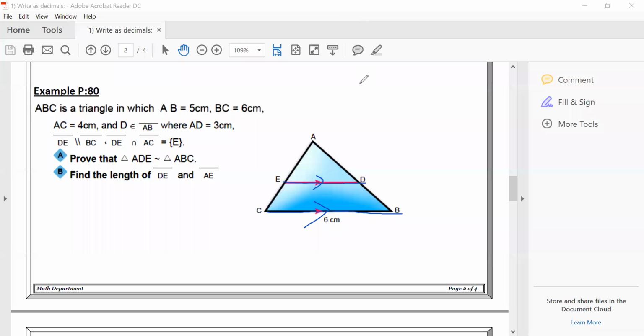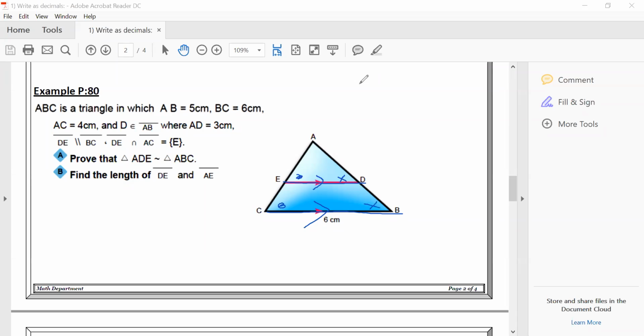Okay, Judy, DE is parallel to BC. What will you deduce from the parallelism? That angle AED equals angle C. Yes, angle AED equals angle ACB. Why? Corresponding. And the same on the other side, angle ADE equals angle ABC.